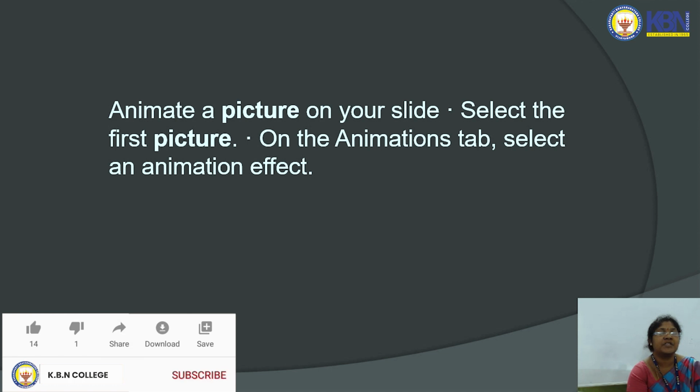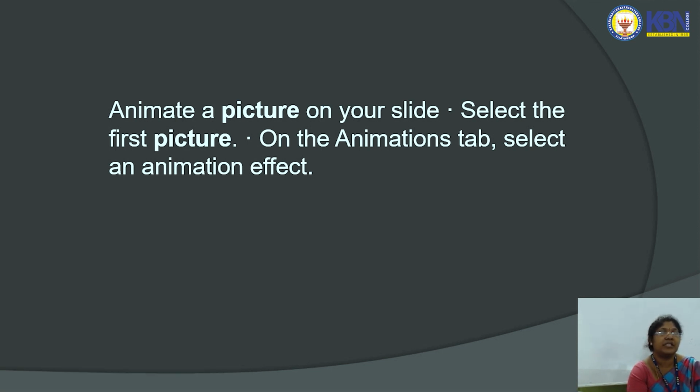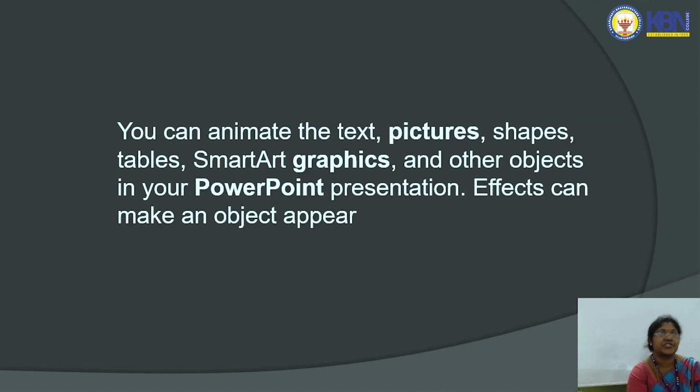Maybe the flowers are splitting. So, the different options: select the first picture. On the animation tab, select an animation effect. After selecting this particular animation effect, the pictures, or whatever objects you have selected, will move in that particular effect. It gives an attractive presentation.